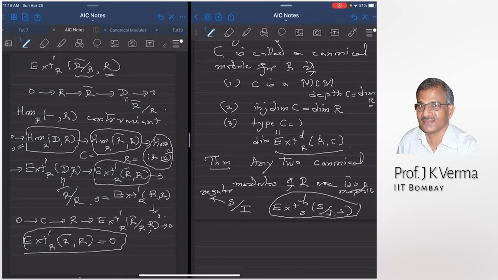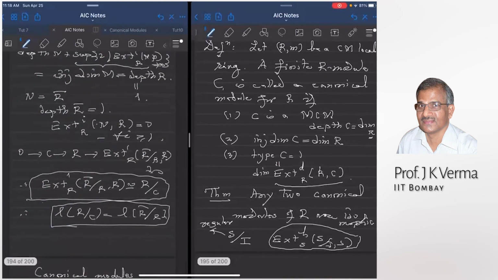That was the definition of Gorenstein, and we will see that the canonical module of S mod I, where S is a regular local ring and I is a height h ideal, is exactly the only non-vanishing Ext of S mod I comma S, which is the hth Ext. So these are the two results I want to prove. It will require several preliminary steps.